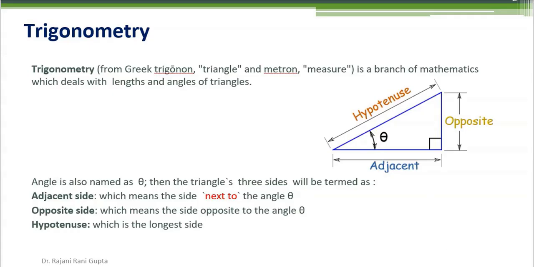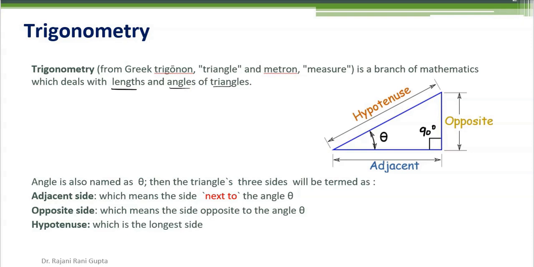When we talk about trigonometry, first of all, we should know what trigonometry is. It is a branch of mathematics which deals with the lengths and the angles of a triangle. Here, more specifically, we are working with a right angle triangle. Why are we calling it right angle? Because this angle is 90 degrees. These two lines are perpendicular, which means the angle made by these two lines is 90 degrees.